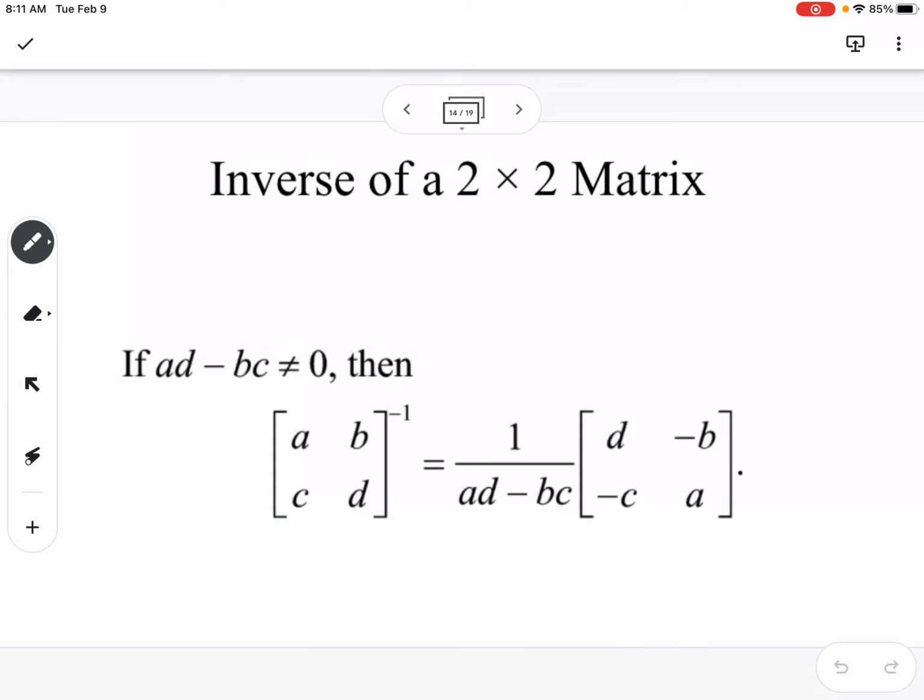Okay, so finding the inverse of a 2 by 2 matrix. We're going to talk in a minute about what this is right here. So AD minus BC is called the determinant, and we'll talk about that in a second. You can see our symbol showing we're finding the inverse of this matrix A, B, C, D. We would take 1 over the determinant, AD minus BC, and then you'll notice the matrix is rearranged here. A and D swapped locations, and B and C are the opposite sign of what they originally were.